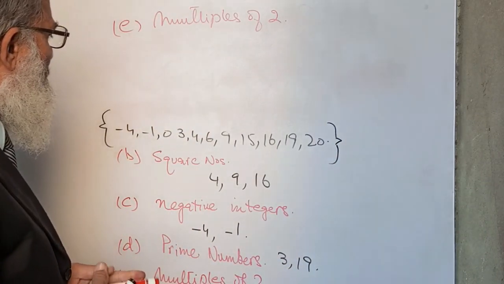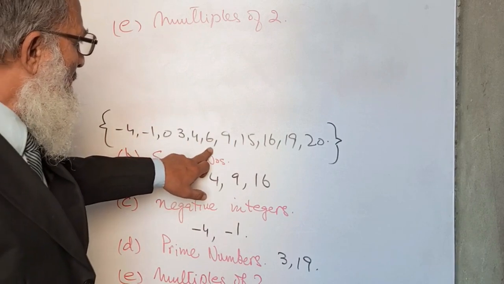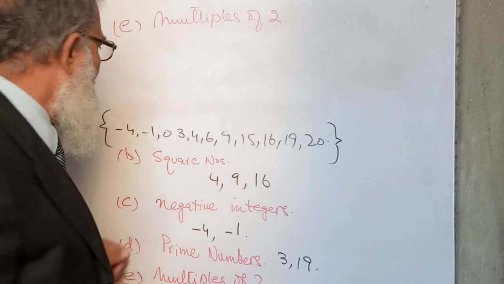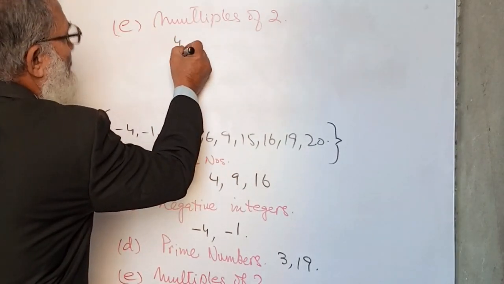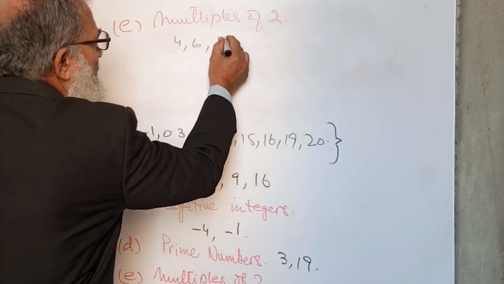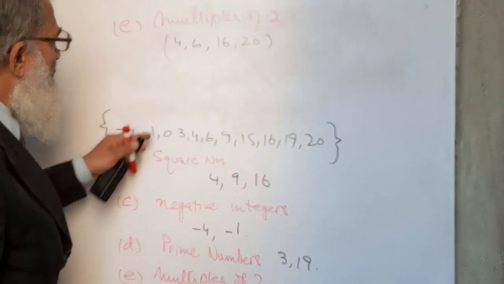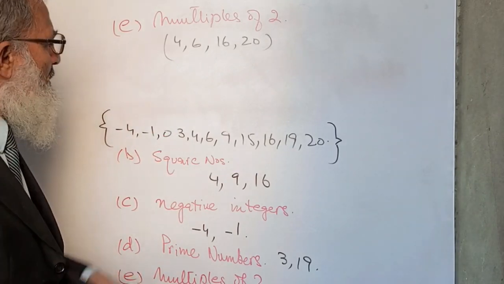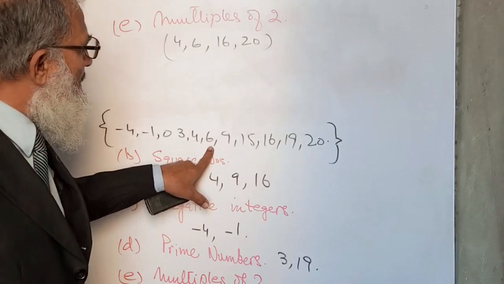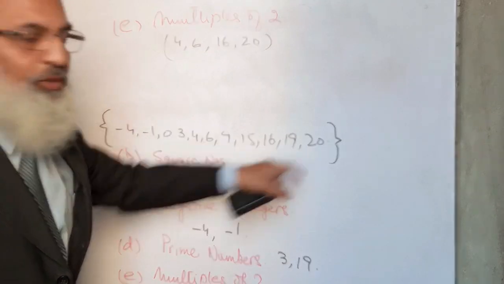So multiples of 2 are 4, 6, 16 and 20. So these are the multiples of 2 because 2 times 2 is 4, 2 times 3 is 6, 2 times 8 is 16 and 2 times 10 is 20.